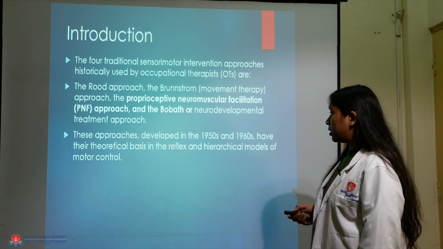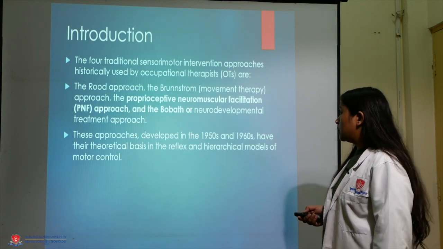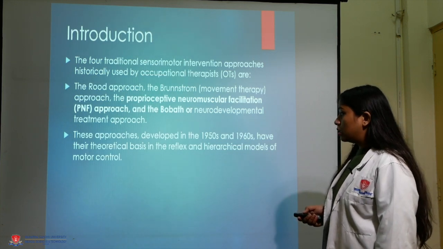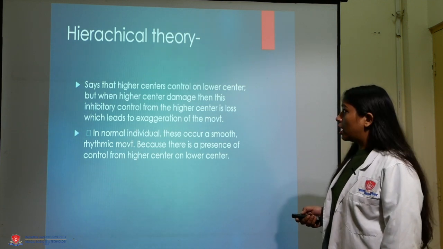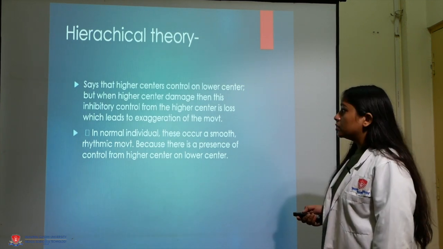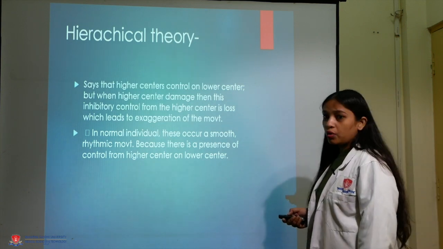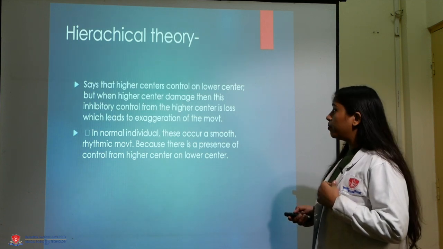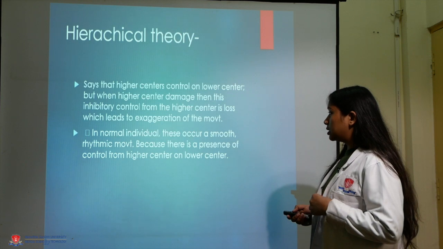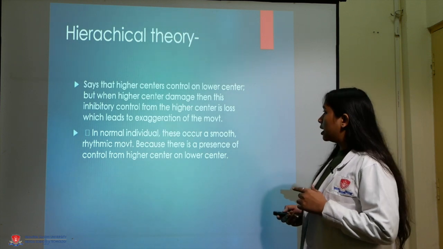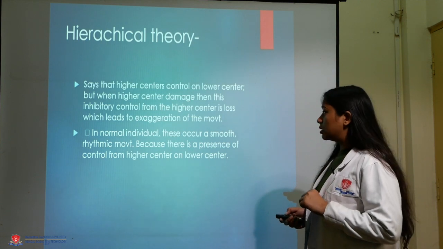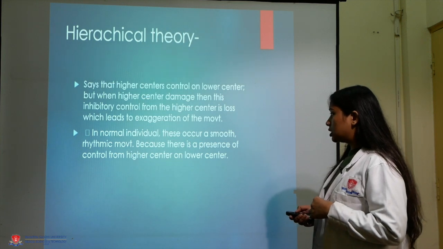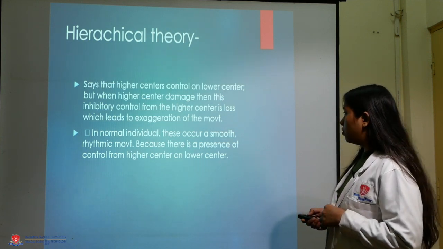These approaches, developed in the 1950s and 1960s, have their theoretical basis in the reflex and hierarchical model of motor control. So what is hierarchical theory? It says that higher centers control lower centers, but when higher centers are damaged, this inhibitory control from the higher center is lost, which leads to exaggeration of the movement. So it means that higher centers control the lower centers. In a normal individual, this produces a smooth rhythmic movement because there is control from the higher center on the lower center.